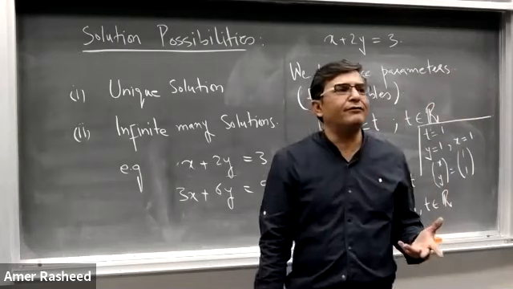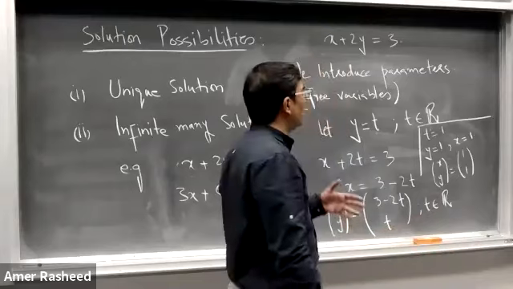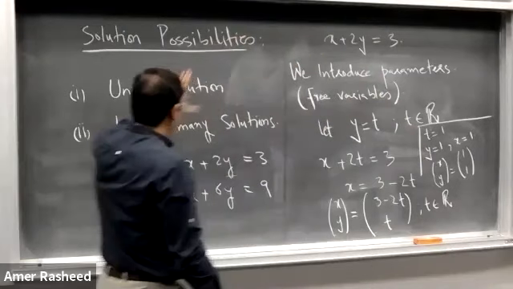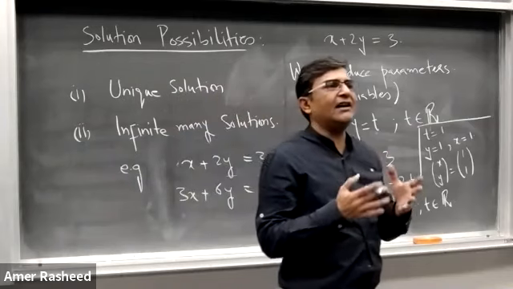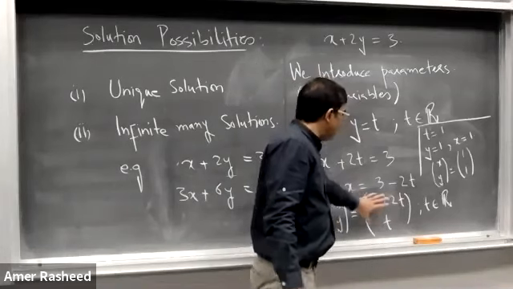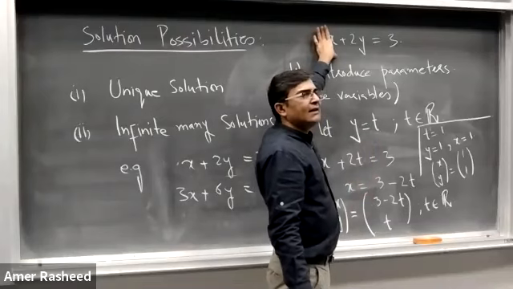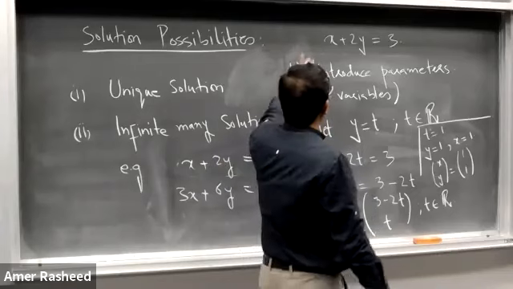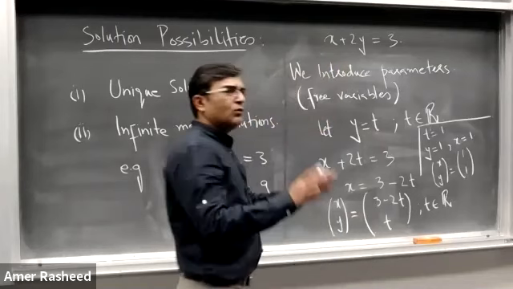Now, how many values of t can be chosen here from the real line? Infinitely many. So we have infinitely many solutions of this equation and ultimately of this linear system. This is how we define infinitely many solutions of any linear system. And this is basically a parametric form of this straight line. Okay, parametric equations of this linear equation. If you have any question, you can ask me.